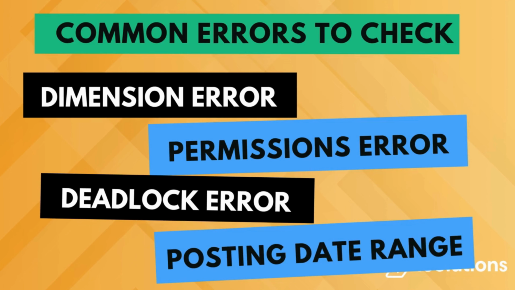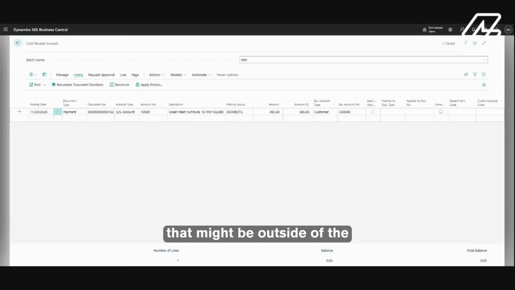Some of the most common errors we see would be a dimension error, or maybe a permissions error, a deadlock error, and then also possibly the posting date range in your general ledger setup. It might be outside of the indicated dates.